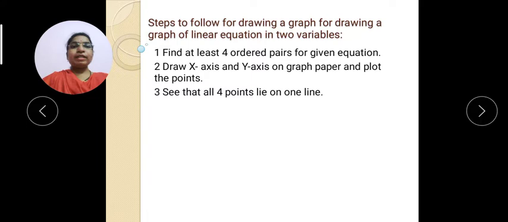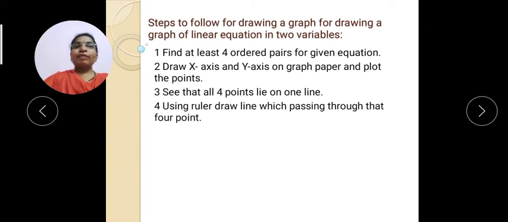After plotting the points, see that all 4 points lie on the same straight line. If they do, using a ruler you can draw the line which passes through those 4 points. So these are the simple 4 steps. You have to note them down in your notebook.